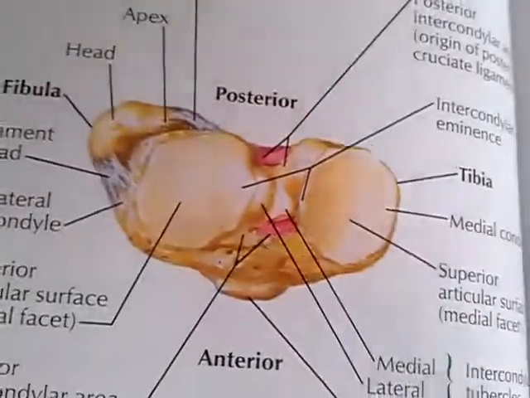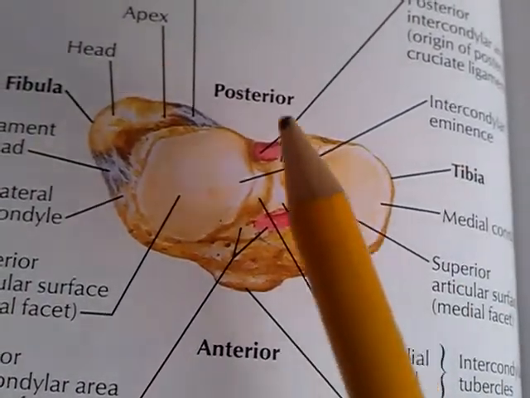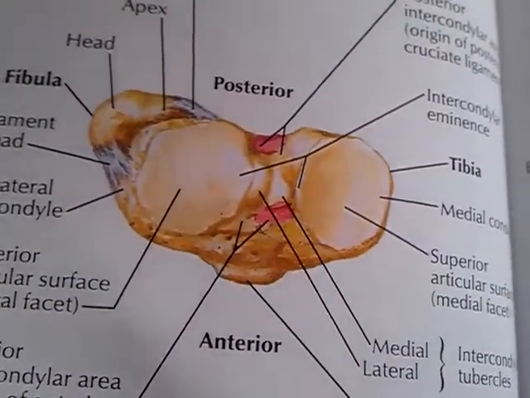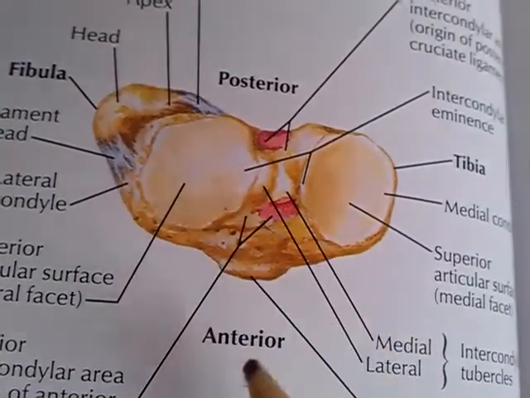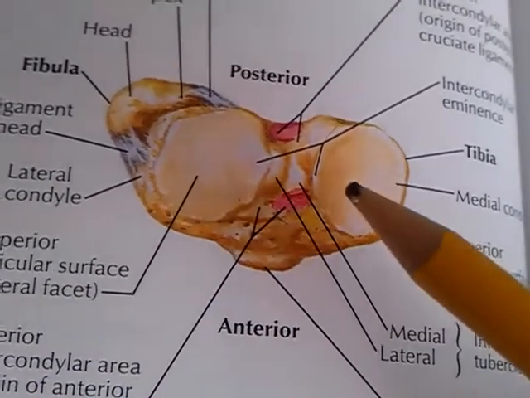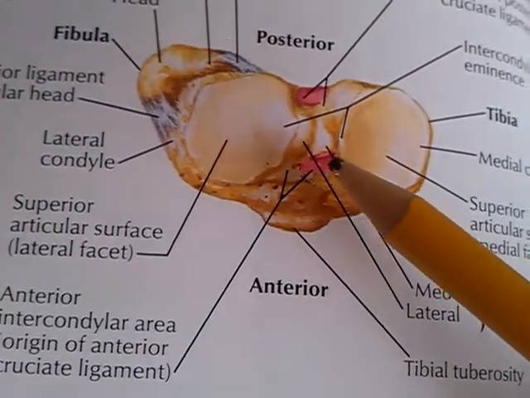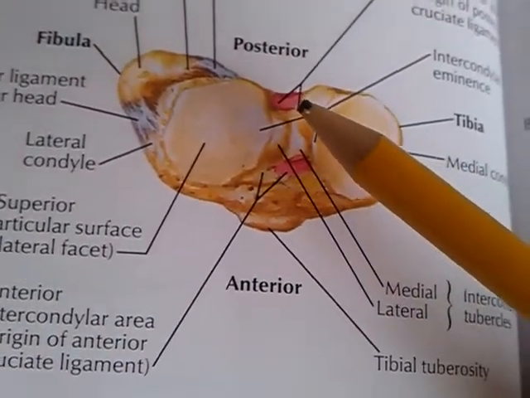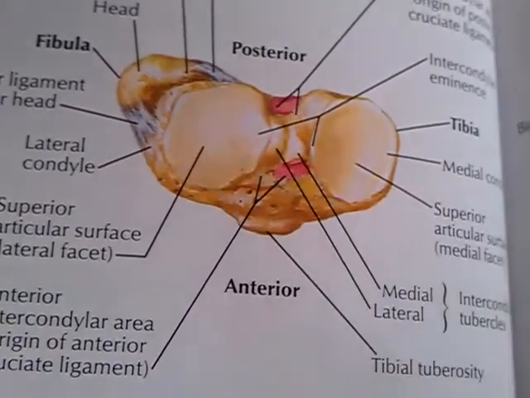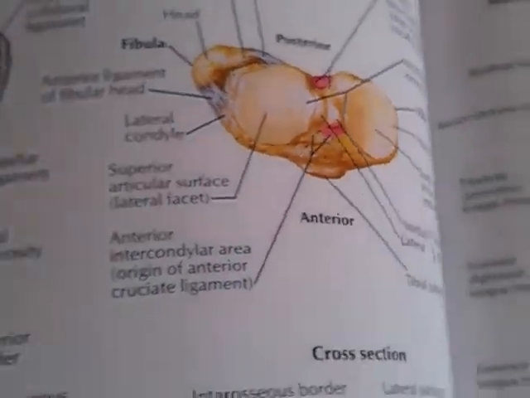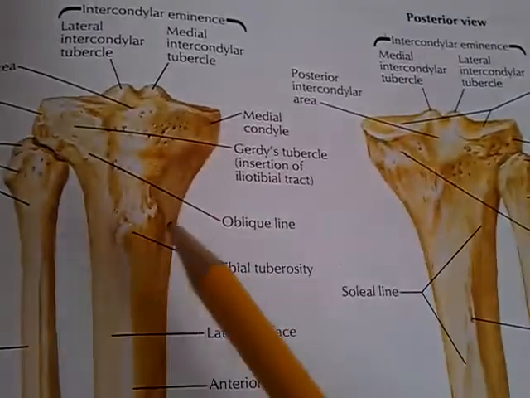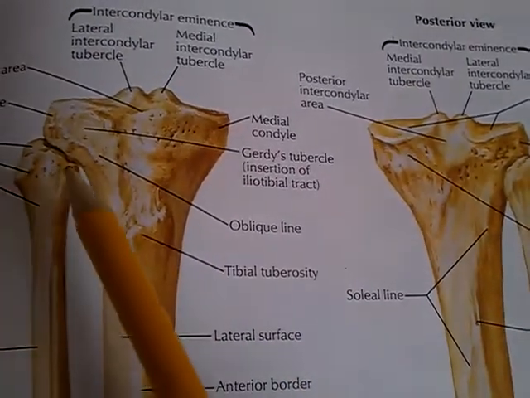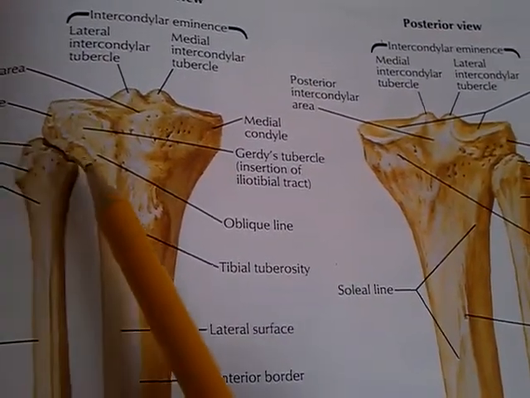by the intercondylar eminence. And the intercondylar eminence consists of medial and lateral intercondylar tubercles, anterior intercondylar area and posterior intercondylar area. And then lastly, on the proximal end of tibia you have tibial tuberosity and fibular articular surface.